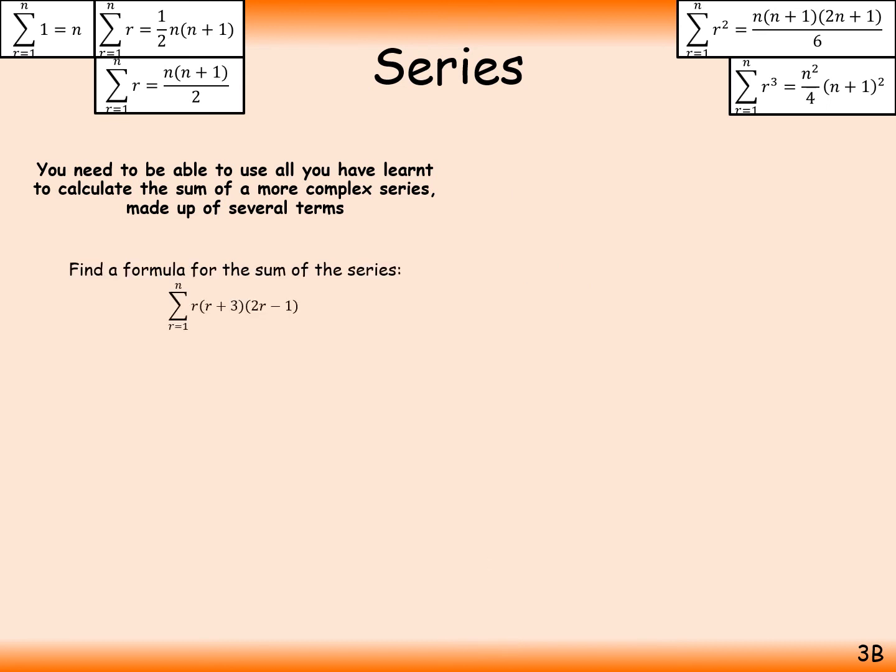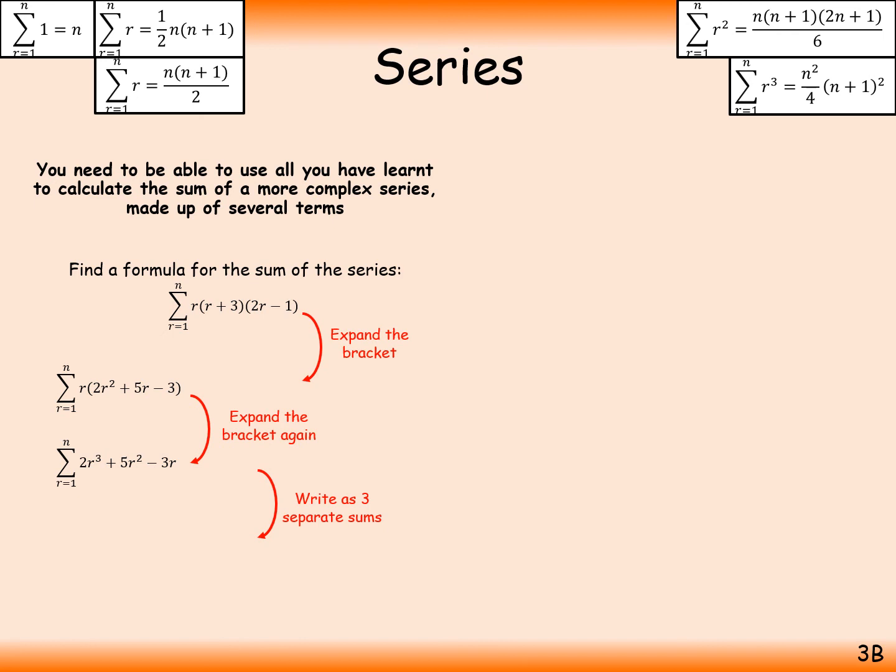Okay, find a formula for the sum of the following series. So you guys pause the video and have a go at this. Okay, so the first thing obviously to do on this one is to expand the bracket. And after expanding the bracket, we could write these as three separate sums. And the coefficient of the 2, just simply take that outside. So we have 2 sigma r cubed plus 5 sigma r squared minus 3 sigma r.